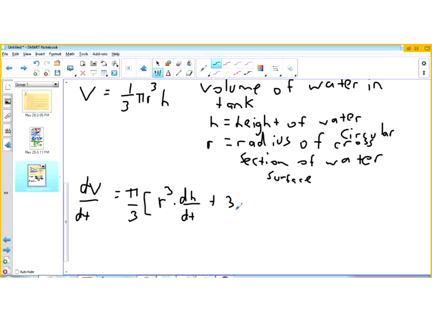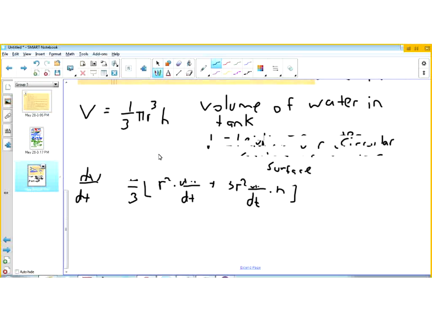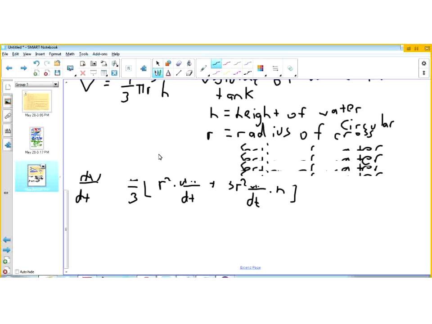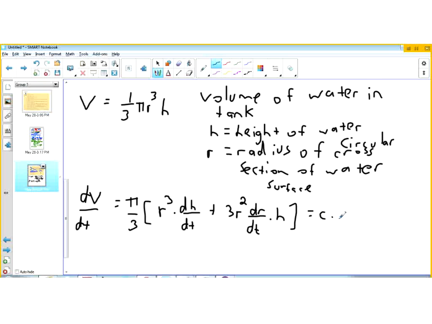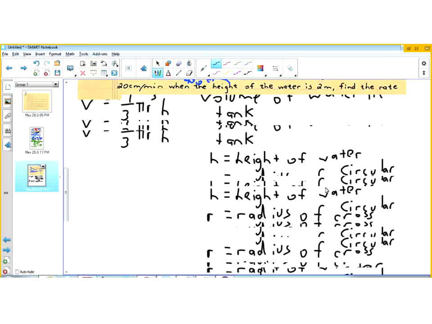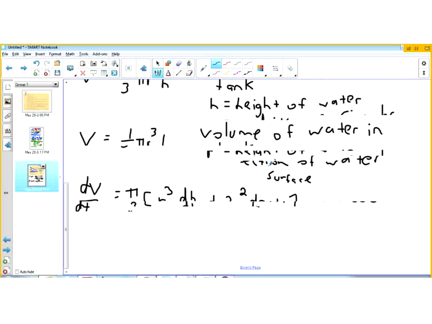Sorry, I was thinking of a cylinder. This is a cone. That would be r cubed times dh over dt plus 3r squared times the change in the radius of the surface of the water times h. Okay, so note the chain rule. When I differentiated r with respect to t, I had to invoke the chain rule. All right, so there's your formula for the change in volume with respect to time, and of course, that is equal to c minus 10,000, and we're in cubic centimeters per minute.